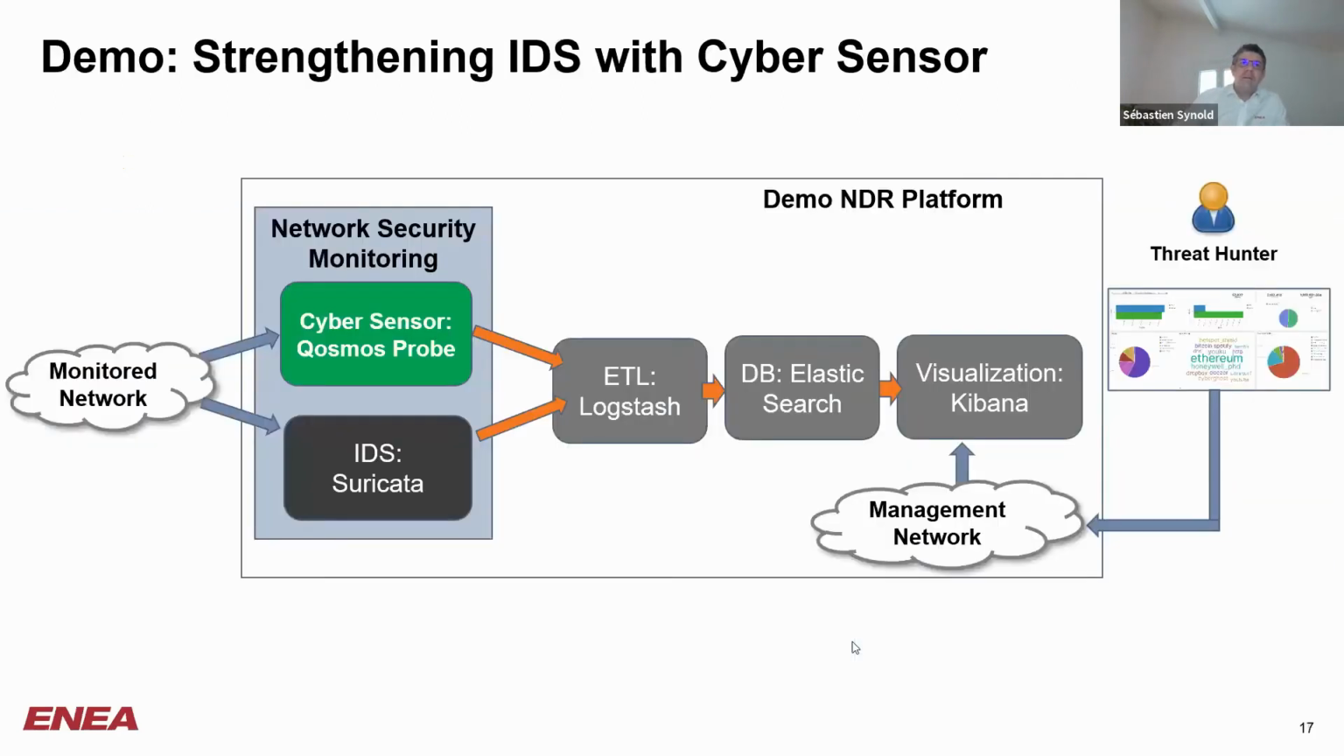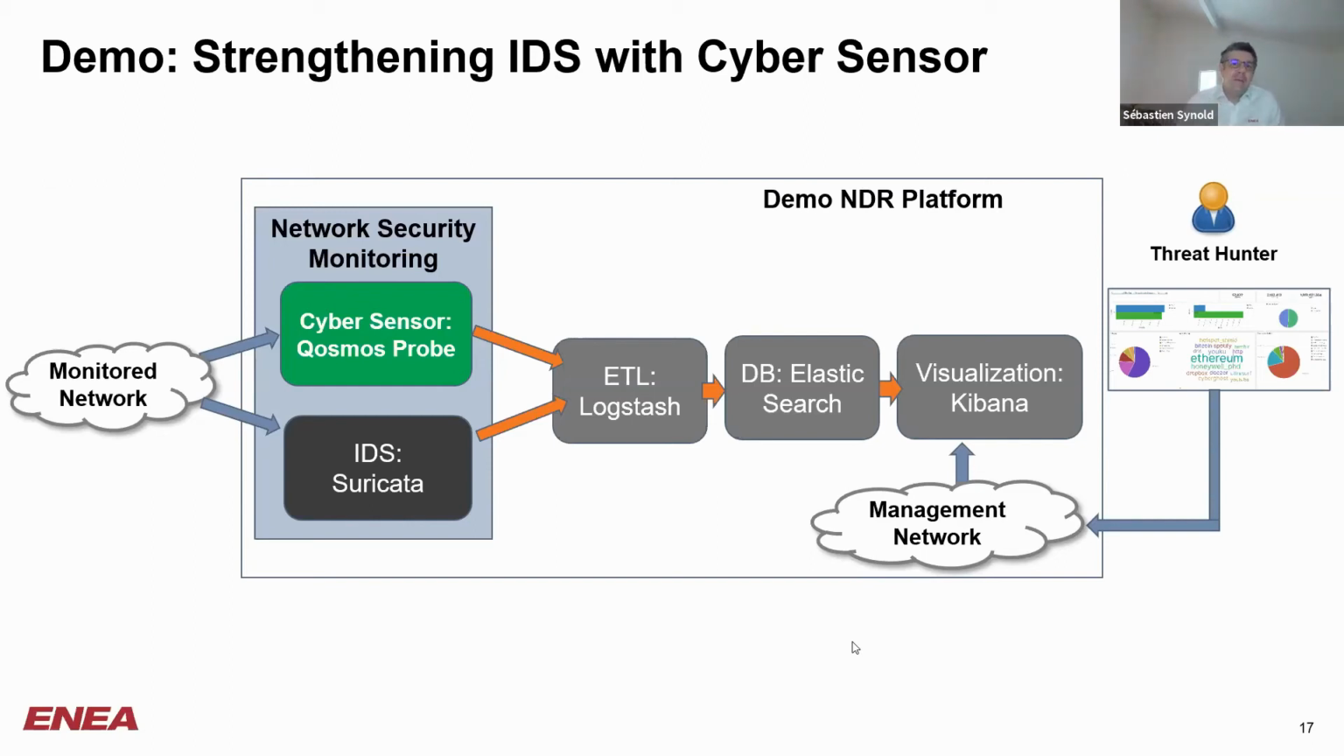But let's now illustrate all those concepts with a demo. The demo platform we will use here is composed, obviously, of a cyber sensor, and here it's the Cosmos probe from Enea, analyzing the same traffic as Suricata IDS. The output from Suricata and the cyber sensor are both sent to an ETL function, extract, transform, and load. And here we are using Logstash from Elastic.